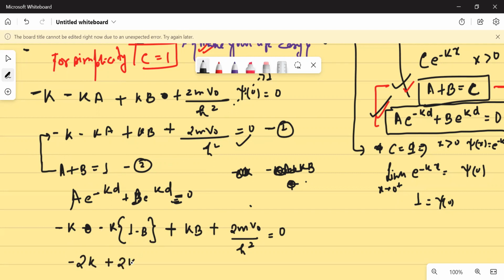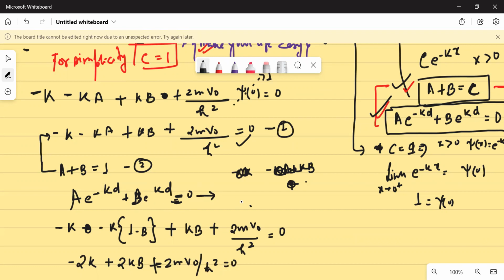Okay, so I have 2kb is equal to plus 2m v naught upon h ket square. I have this equal to 0. Okay, and so b, what I can write is... but again this will not give me anything, right?